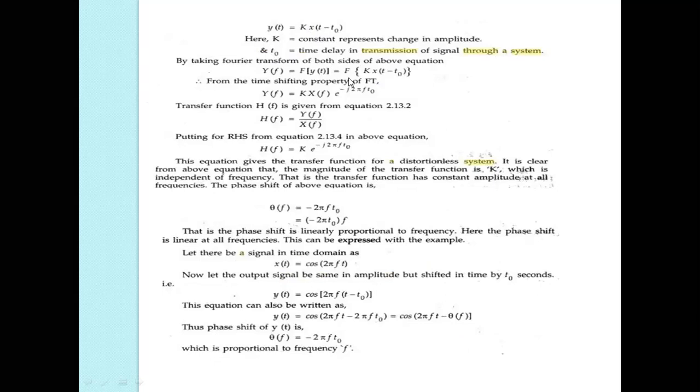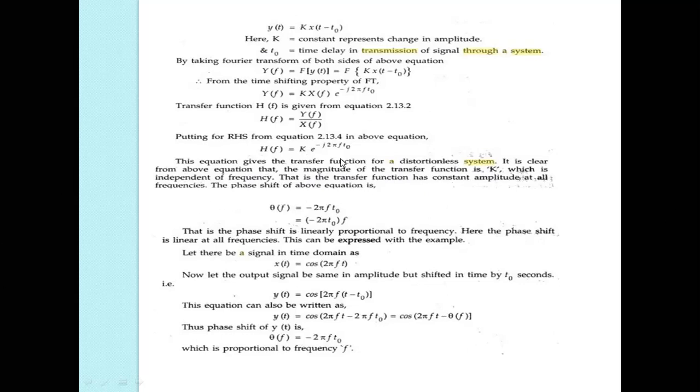Apply the Fourier transformation on both sides by using the time shift property. The x of f is multiplied by the negative exponential function, and the ratio of output to input is nothing but the system function. This equation, h of f is equal to k into the exponential function, gives the transfer function of the distortionless system. It is clear from the above equation that the magnitude of the transfer function is k, which is independent of the frequency. That is, the transfer function has a constant amplitude at all the frequencies.